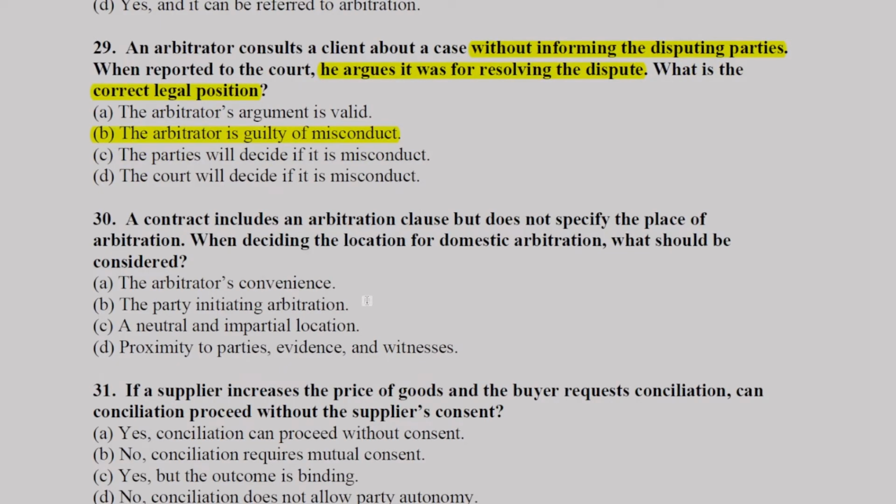A contract includes an arbitration clause but does not specify the place of arbitration. When deciding the location for domestic arbitration, what should be considered? The arbitrator's convenience, the party initiating arbitration, a neutral and impartial location, proximity to a party. So the answer is C.